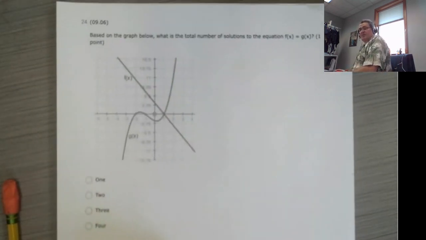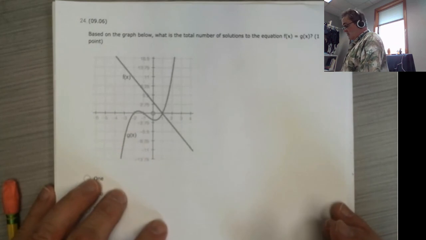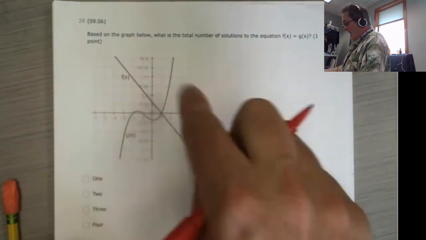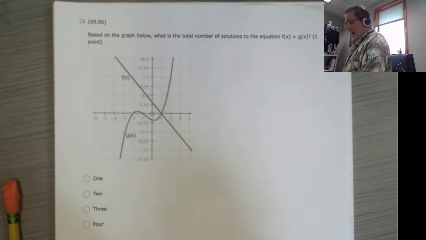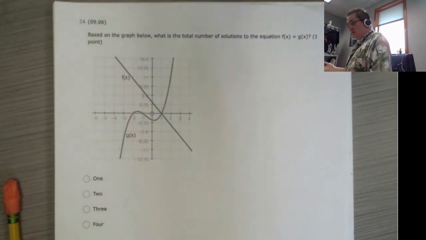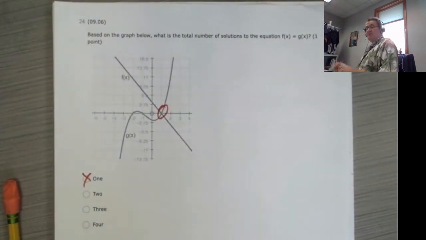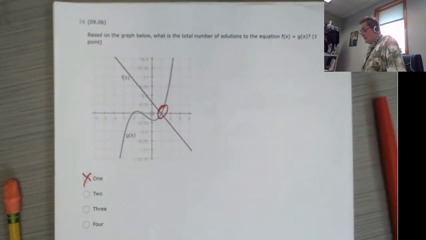All right, last problem. Based on the graph below, what is the total number of solutions to this equation, f of x equals g of x? How many solutions are there? How many times do those two graphs equal each other? One time. Right there, that's the only time those two graphs equal each other.